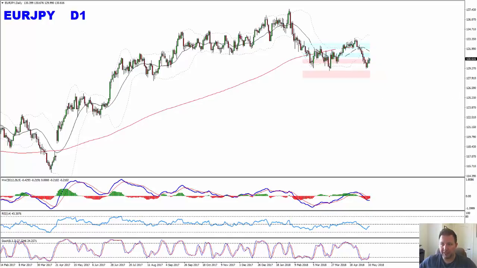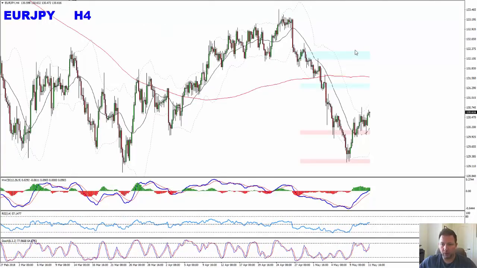So from my point of view, as long as this area holds, we should be looking to sell the rallies, which means on the 4-hour chart, we should start to pay attention to the levels. That was the cycle that we've had before. So we might go and get this kind of a cycle, and from there look for the continuation.